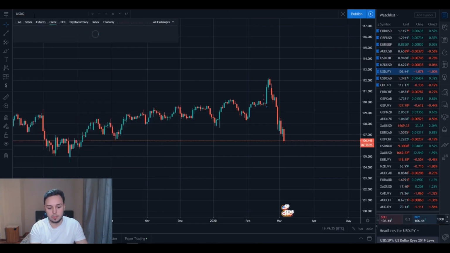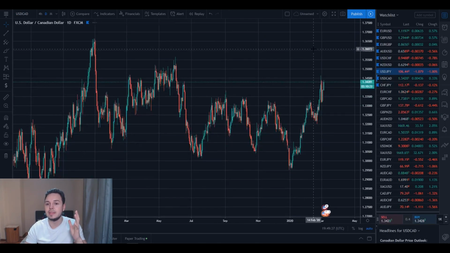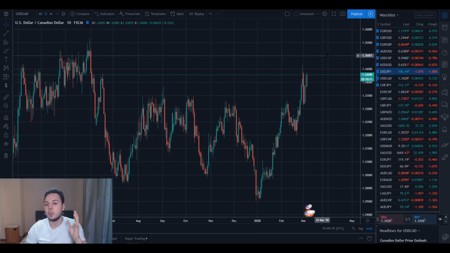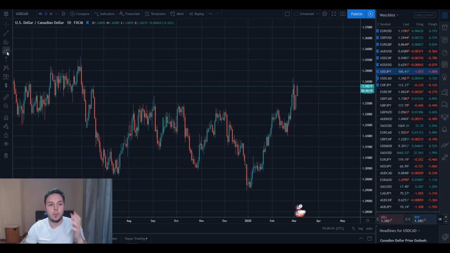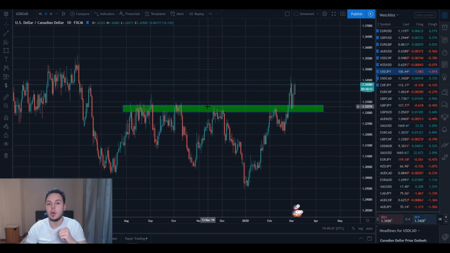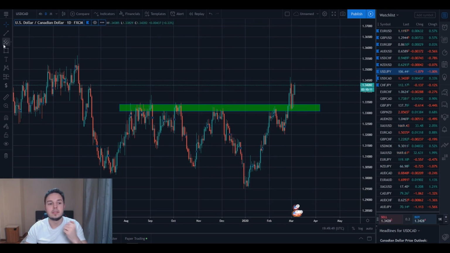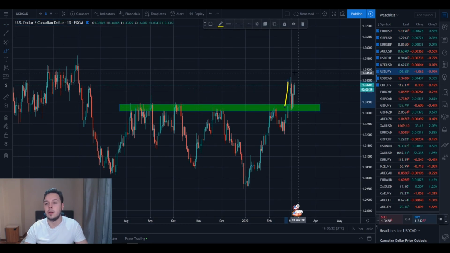USD CAD, why did I place this trade? Let's have a look. So USD CAD has been going towards the upside like crazy. What was the reason for that? Well, if we just use this rectangle tool over here, this was an area of sensitivity on the daily time frame. It was definitely broken. We see it over here with a push towards the upside, right? We see it over here.